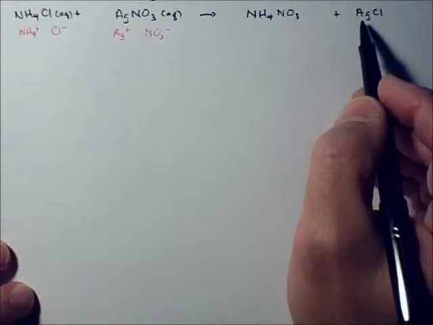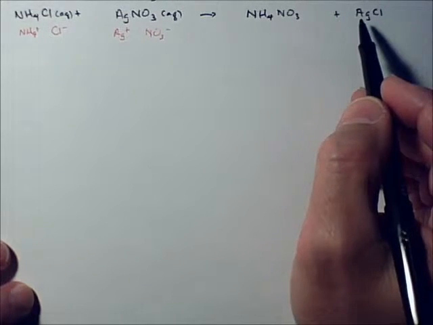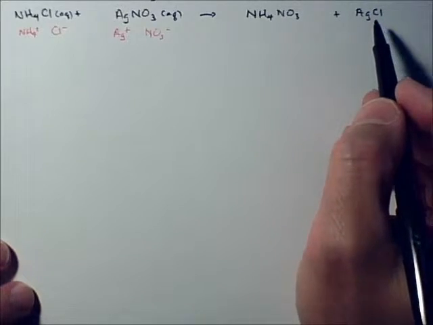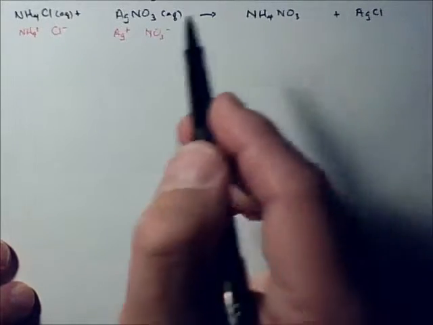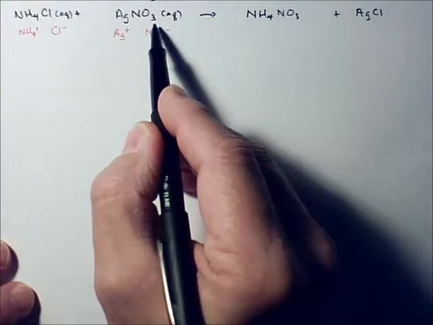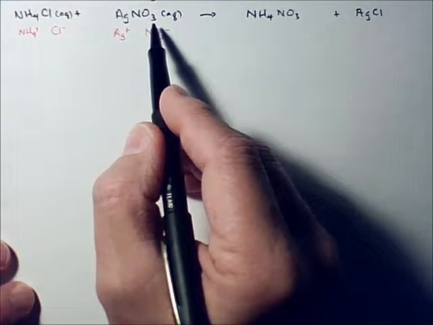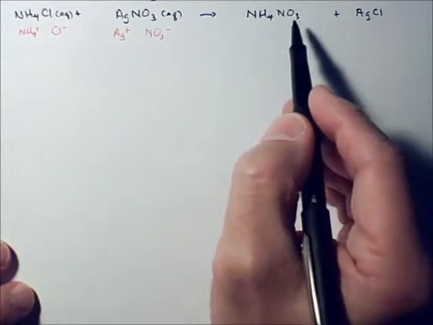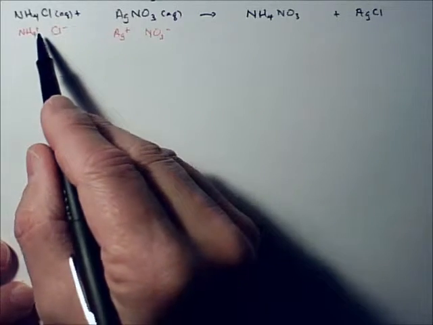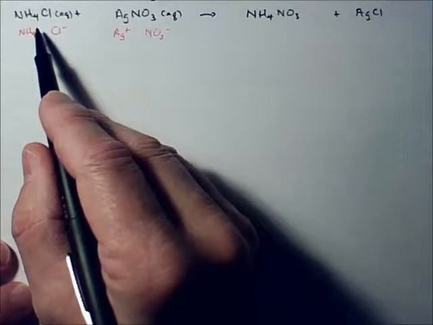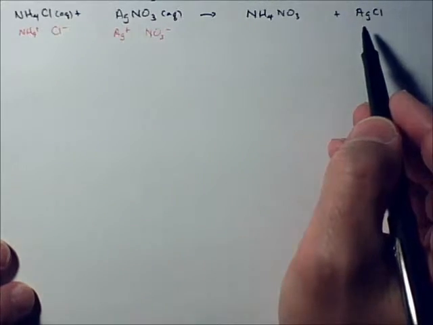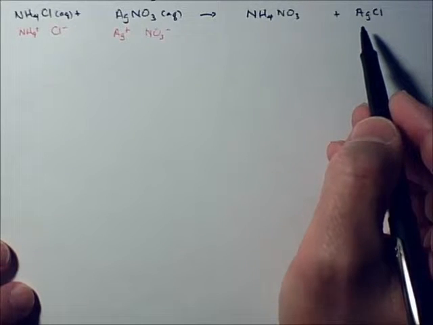But if it's not 1 to 1, say silver was 2 plus, you'd have to have 2 chlorines. You have to know how to balance it. And you have to remember that subscripts like this only travel when they're part of a polyatomic ion. In this case, they're both traveling because they're both part of the polyatomic ions. You don't move subscripts over that are not part of a polyatomic ion.